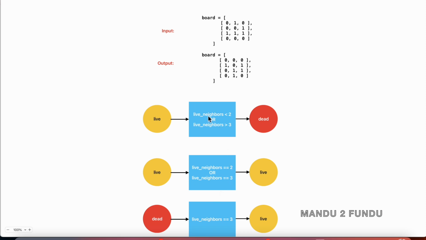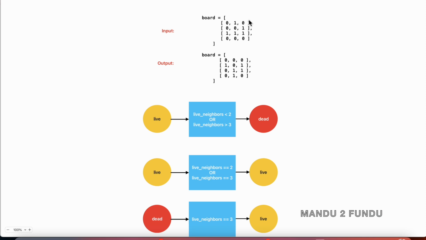So we have to apply these rules for each cell. But programmatically, we can process this cell only after processing this cell. So if we change this state, when we try to compute the state for this cell, the previous state is lost. And also we are expected to solve this problem in place without allocating any additional space.